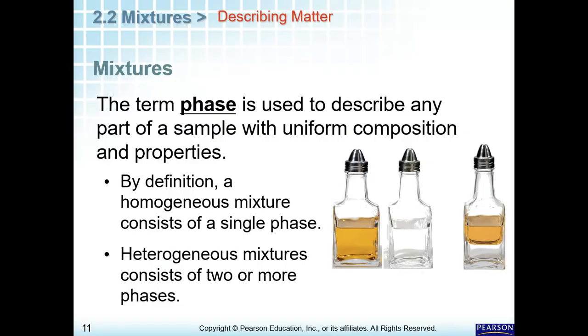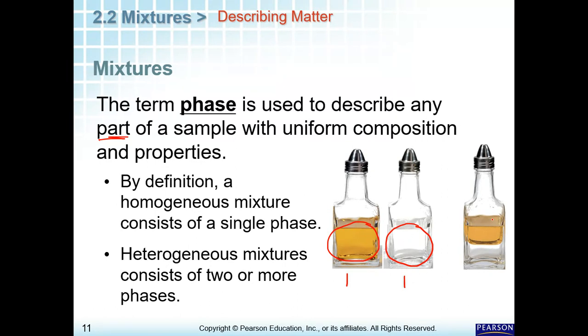Now with this idea of mixtures, there's a term called a phase. A phase is just any part of the sample that is said to have a uniform composition or properties. Again, any part, keyword there, any part of the sample. So if we're looking at a homogeneous mixture, this right here is said to be a uniform composition because it looks the same. So this homogeneous mixture only has one single phase. Even here, if we look at this homogeneous mixture, this all looks the same, so this has one single phase.